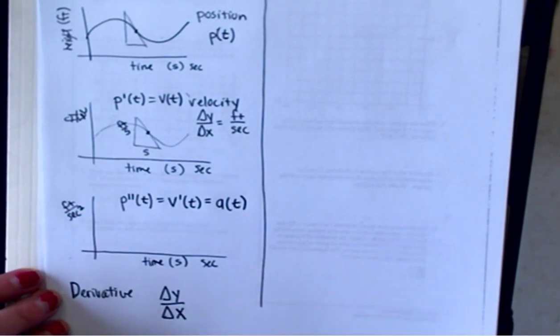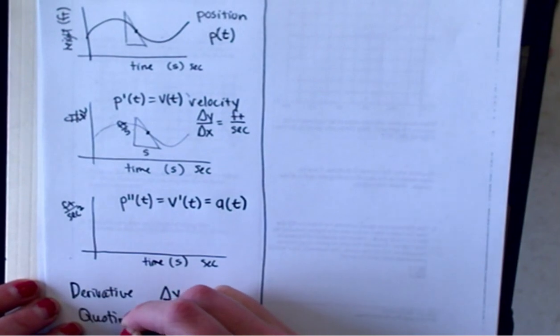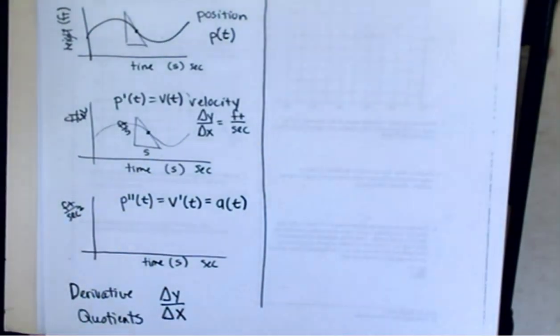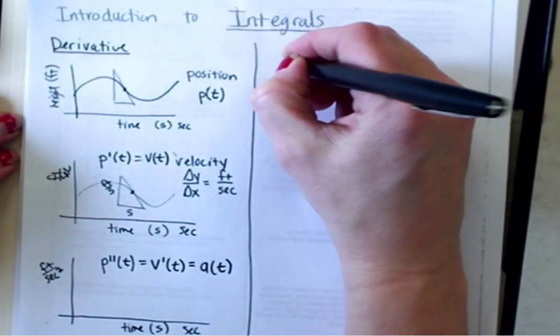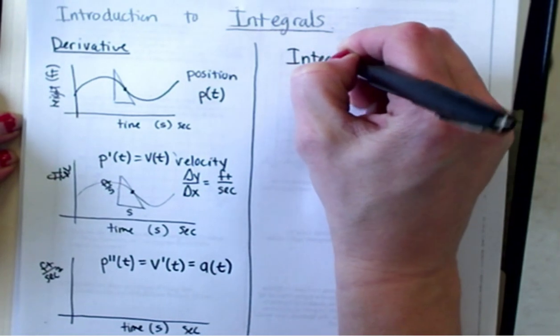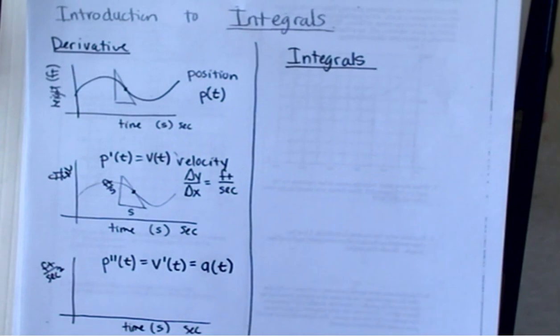That you should take it. Basically derivatives are a quotient. You divide the units. Derivatives are quotients. Next, the second column is going to be integrals. Integrals are products, right? Derivatives are quotients. Integrals are products.